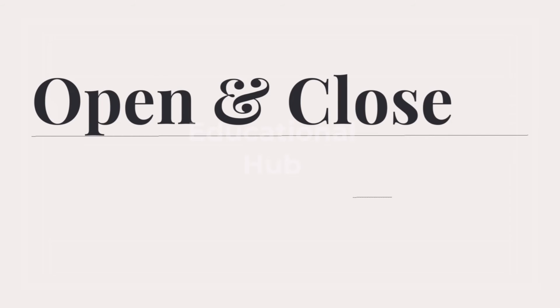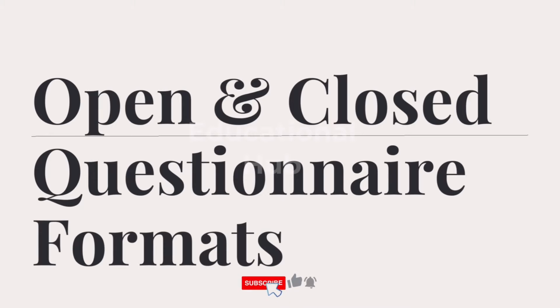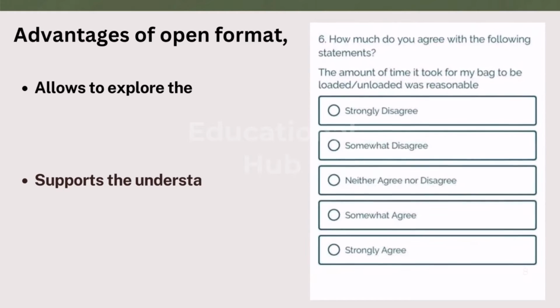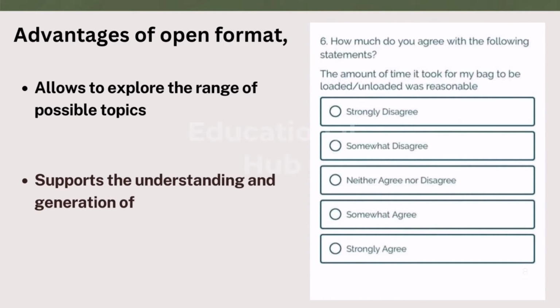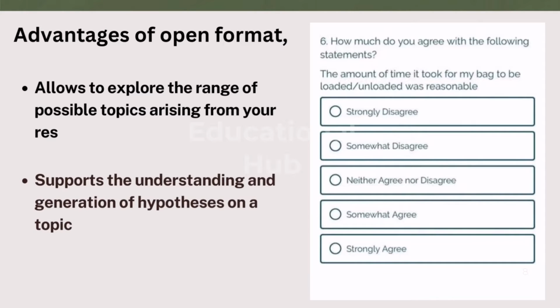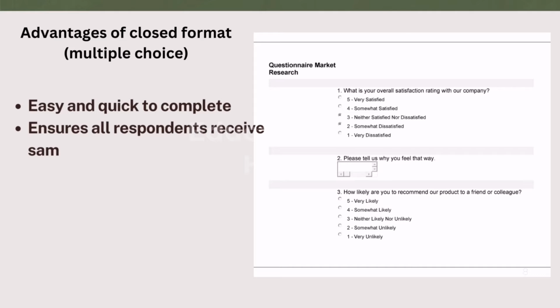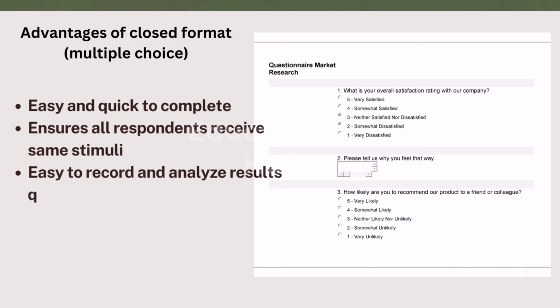Open and closed questionnaire formats, among others. The design of your questionnaire will depend on whether you choose an open format to collect exploratory information or a closed format to acquire quantitative data. Advantages of open format. 1. Allows you to explore the range of possible topics arising from your research question. 2. Supports the understanding and generation of hypotheses on a topic. Advantages of closed format, multiple choice. 1. Easy and quick to complete. 2. Ensures all respondents receive the same stimuli. 3. Easy to record and analyze results quantitatively.